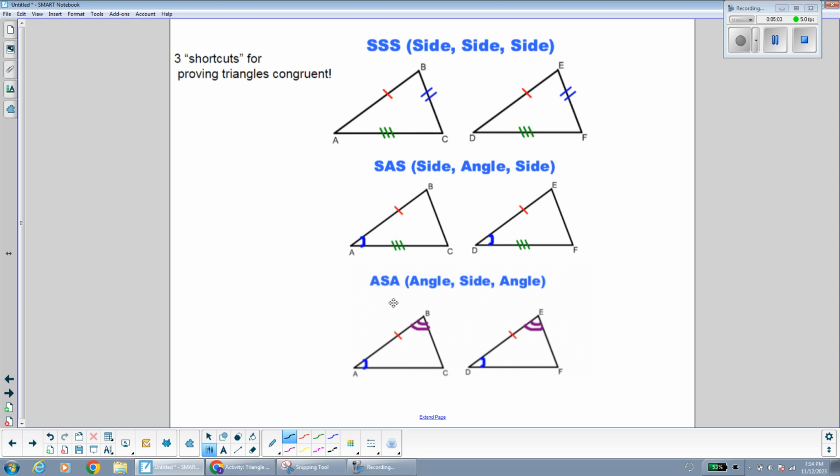ASA is angle, side, angle, where we have two congruent pairs of angles with a congruent included side. That means a side in between the two angles. And notice here how just like the order of the letters, the S, the side, comes directly in between the two A's, the two angles.